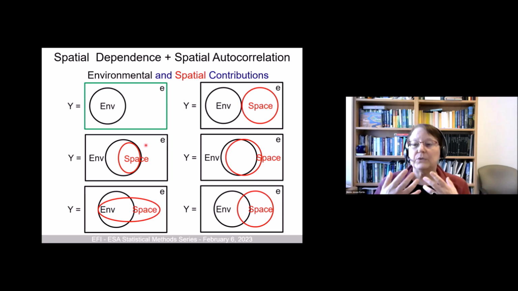So you need to have a little bit more understanding of what you're doing when you are doing a regression, because there could be all those possibilities.